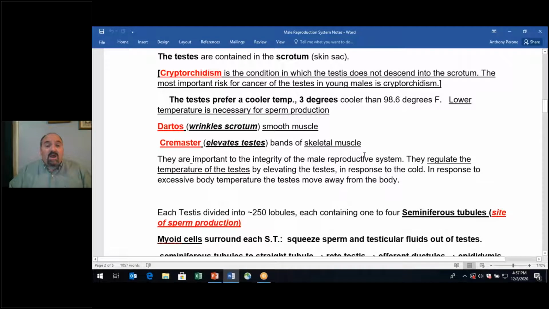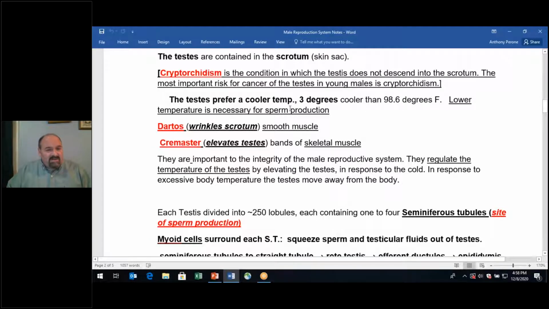And so this can be a problem. The testes require a cooler environment. And so if they're not descended, and many times it's only one that's not descended, but bilateral also can occur, both sides, they would do a surgical procedure in order to either remove the testes or enable it to enter into the scrotum, okay?